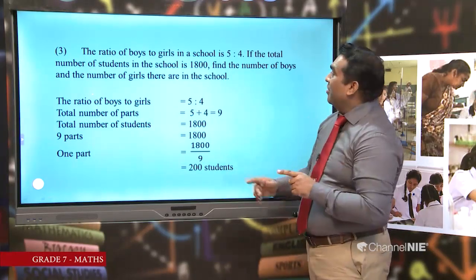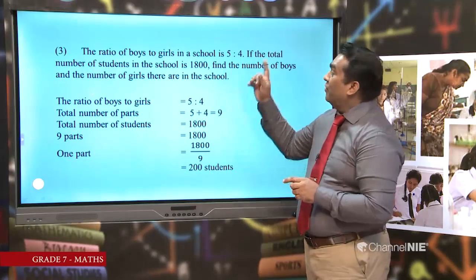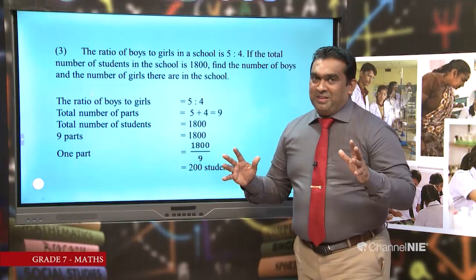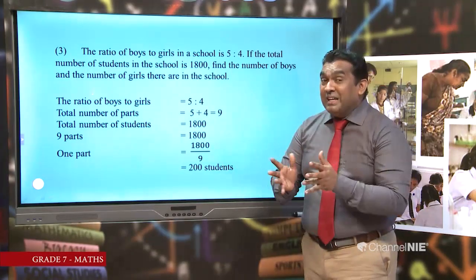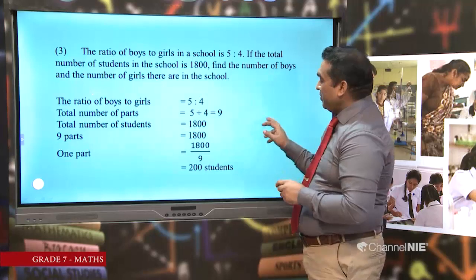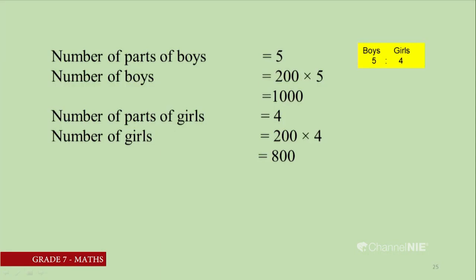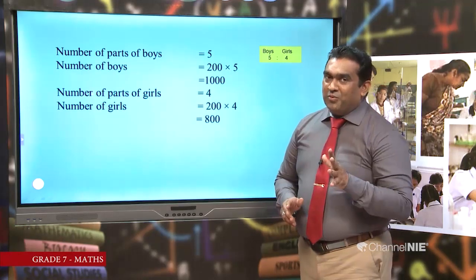Then you have to find out the value of 5 parts and the value of 4 parts. Very, very easy. Dividing in a ratio. Number of parts of boys 5. Total number of boys, 200 multiplied by 5, 1000. Number of parts of girls 4. Number of girls, unit value multiplied by number of parts, 200 multiplied by 4. As a result, you have 800. Okay, you understood well.